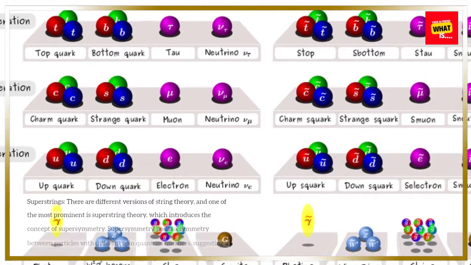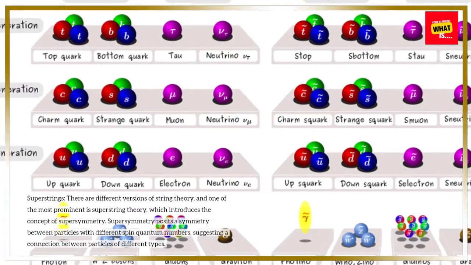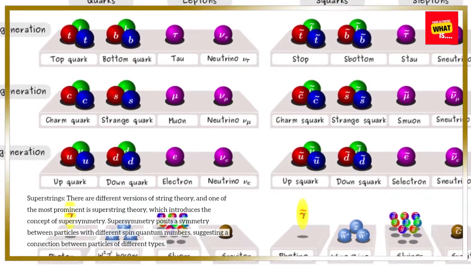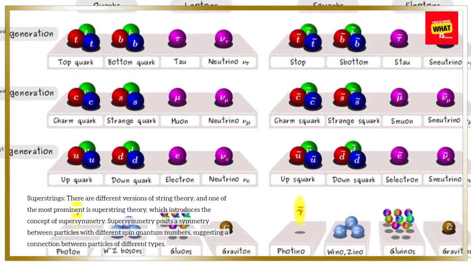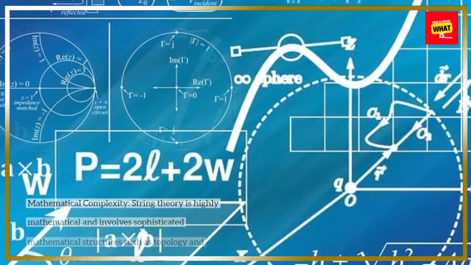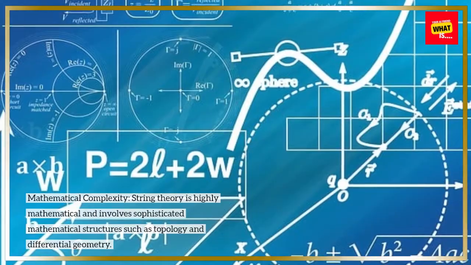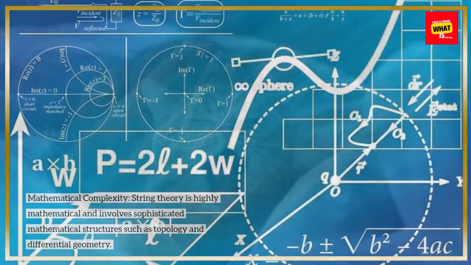Superstrings. There are different versions of string theory, and one of the most prominent is superstring theory, which introduces the concept of supersymmetry. Supersymmetry posits a symmetry between particles with different spin quantum numbers, suggesting a connection between particles of different types. Mathematical complexity. String theory is highly mathematical and involves sophisticated mathematical structures such as topology and differential geometry.